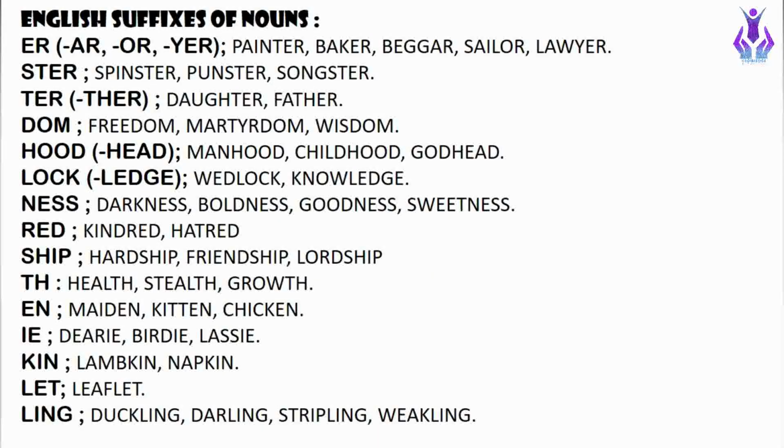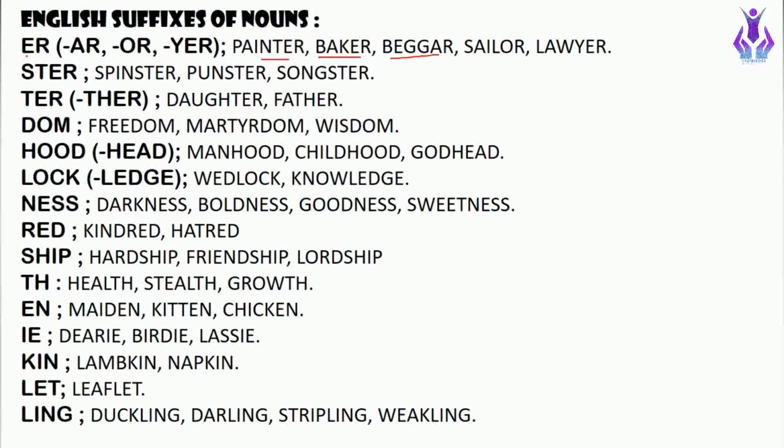A suffix can be of noun, of adjective, of verb, or of adverb. So we will go through them one by one. English suffixes of noun: it means a suffix that makes a noun. For example, er, when we put er at the end: painter, baker, beggar, sailor, or lawyer. Then ster, like spinster, punster, or songster.